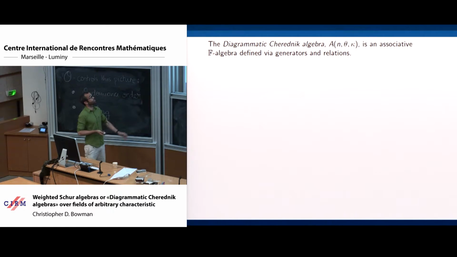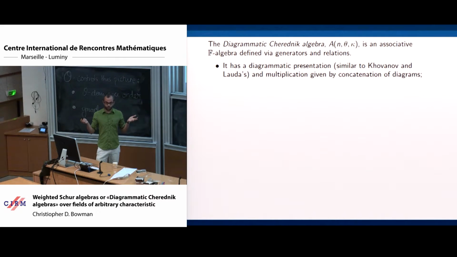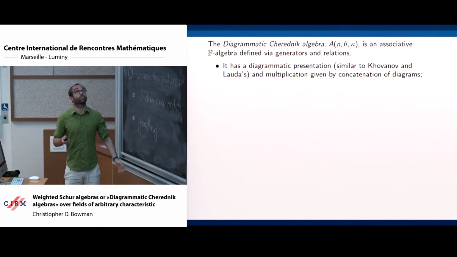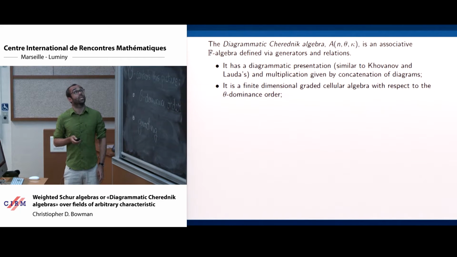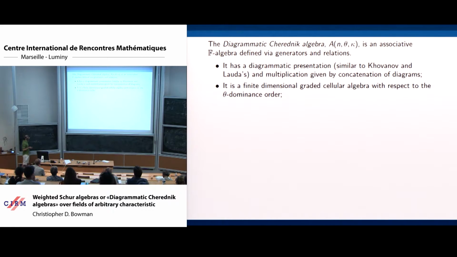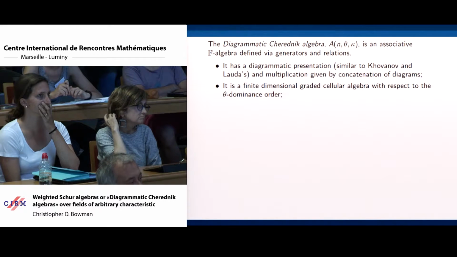So these are called diagrammatic Cherednik algebras, and these are defined over any field via generators and relations. And these generators and relations look like the presentation of Khovanov and Lauda for KLR algebras. But they're more complicated, so I'm not going to draw them all on the board. And multiplication is given by putting diagrams on top of each other in a way that people are now quite familiar with in Lie theory. It is a finite dimensional graded cellular algebra, and here's the key thing of all the combinatorics I've been talking about. It's cellular with respect to this dominance order. So each different theta gives a different Cherednik algebra, which is why theta's in the brackets at the top. And they're all different and great.